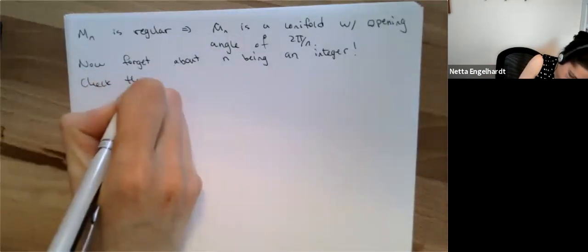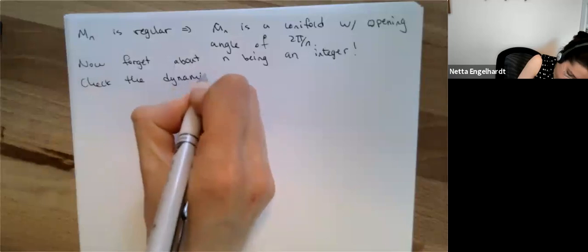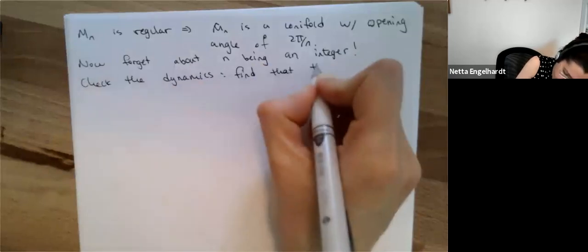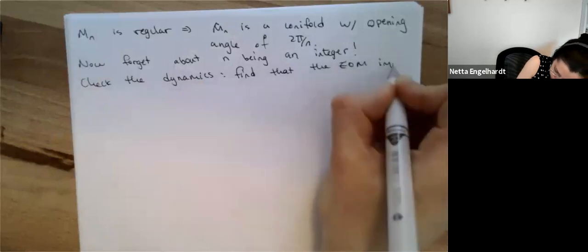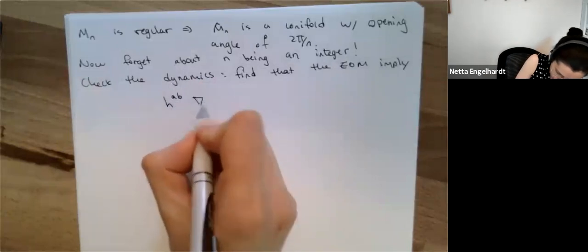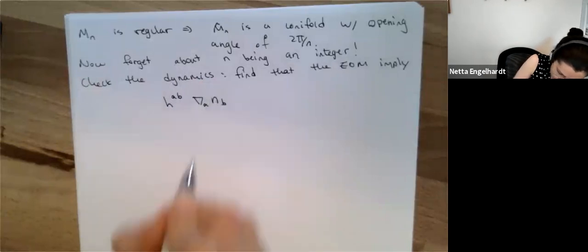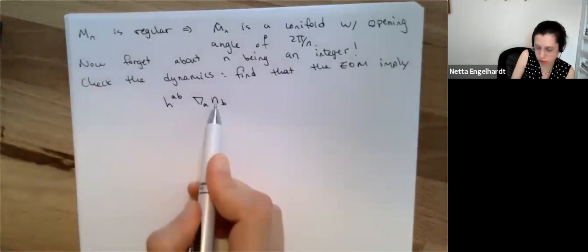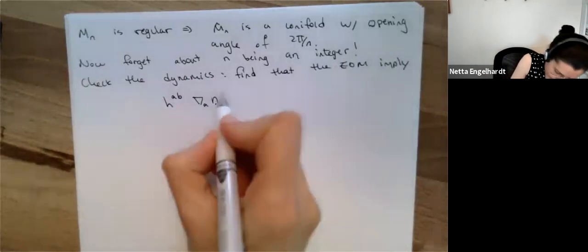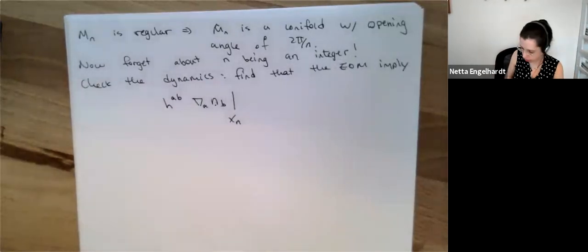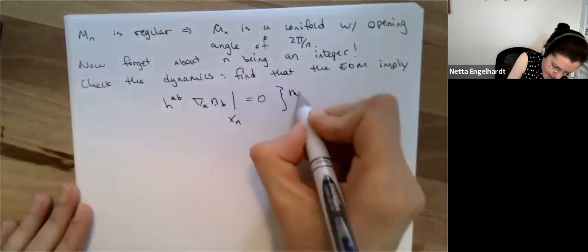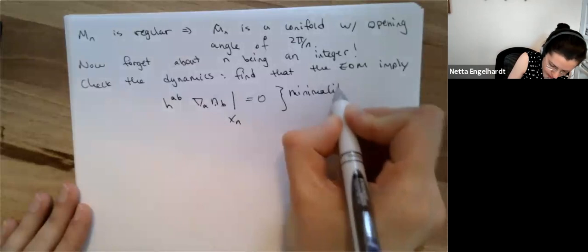And you find that the equations of motion imply that H^{AB} ∇_A n_B, so this here is the normal to the surface within the Cauchy slice, it's the normal to the surface Xn, the normal which is not tau, is 0. And this is precisely our minimality condition.